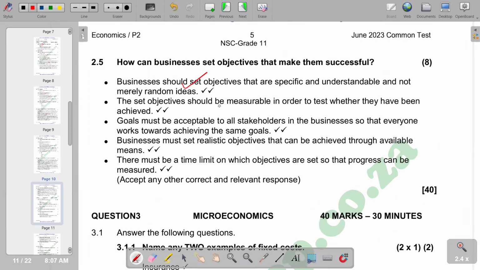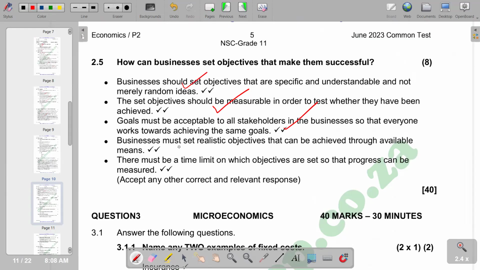The set objectives should be measurable. They should be measurable in order to test whether they have been achieved. So it should be something that after a period of time, we can be able to measure to see if we have achieved it. So also goals must be acceptable to all stakeholders in the business. So there should be goals or objectives that are acceptable by the stakeholders. We talk about the workers as also the internal stakeholders that we have.